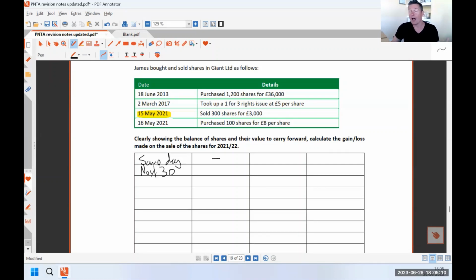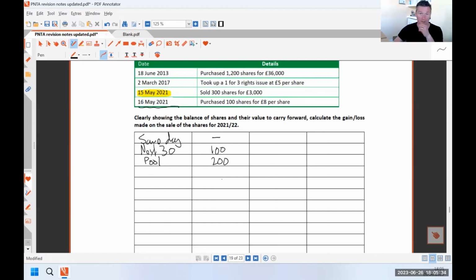Now, if I hazard a guess, there's a 95% certainty you will have to use matching rules. They won't all come out of the share pool. But we have got some within the next 30 days from the date of disposal. So we've identified 100 shares. So from the pool, we've got to have 200 shares. And that's our 300 that we've disposed of.